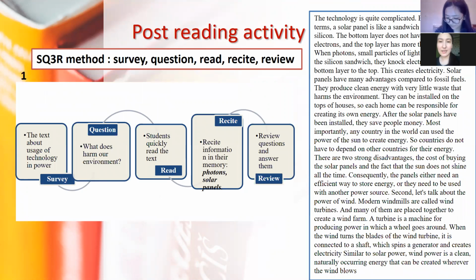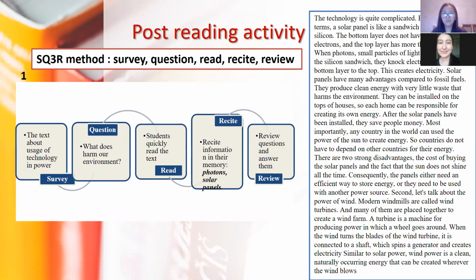And the last is the post-reading activity. We used the SQ3R method: survey, question, read, recite, and review. Here students first survey the text and then ask questions, like what some terms mean for them, and then read it, and then recite. For example, they remember some words from the text and then review the text.